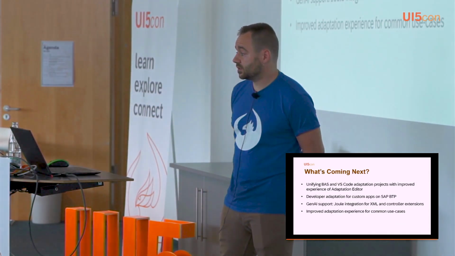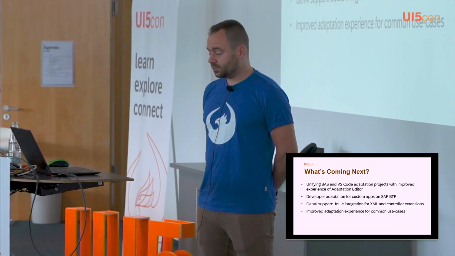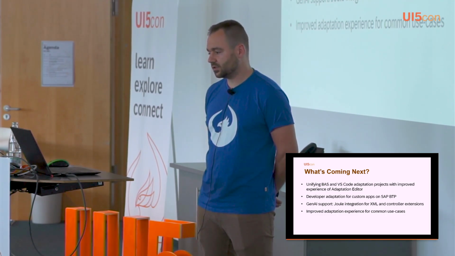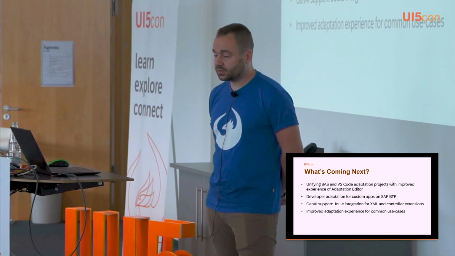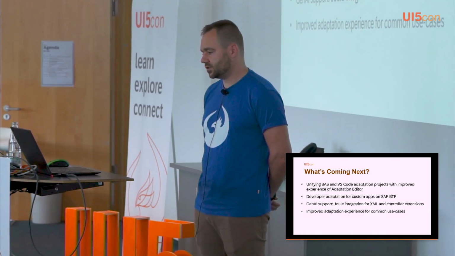And let's mention what is going to happen later this year or next year. So we're going to unify Business Application Studio and VS Code adaptation projects with the newly improved experience that we just saw as a lab preview, not fully working, but at least working. The developer adaptation for custom applications on SAP BTP will also be added next. And we will add generative AI support by integrating Joule for XML and controller extensions generation. Also, we will improve the adaptation experience by creating helpers and, let's say, wizards for common use cases that will greatly increase the speed of generation of new projects.